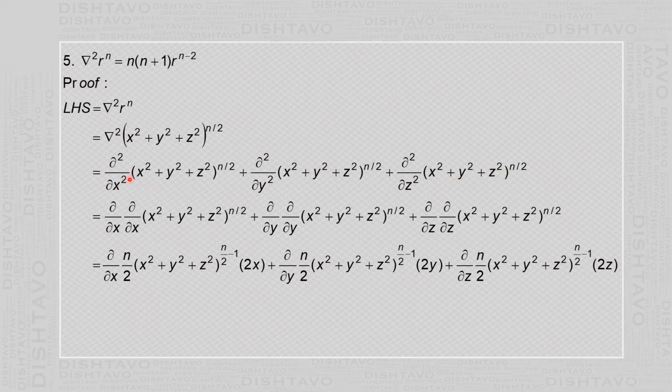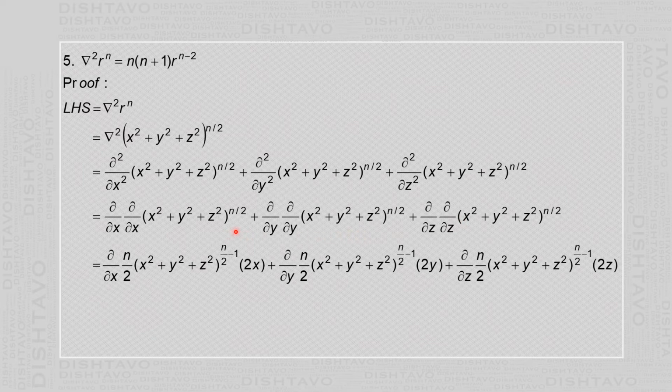Now this dou 2 by dou x2 means differentiating partially twice successively. So what we do here is, first we differentiate once, and again we differentiate that. So dou 2 by dou x2 can be written as dou by dou x of dou by dou x of that scalar function, plus dou 2 by dou y2 can be written as dou by dou y of dou by dou y of that scalar function, plus dou 2 by dou z2 can be written as dou by dou z of dou by dou z of that scalar function.